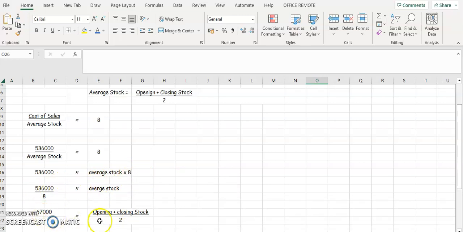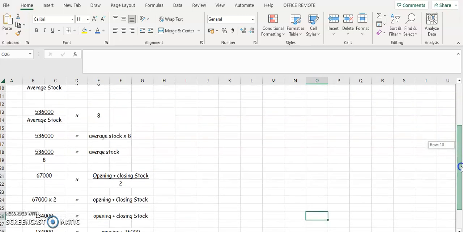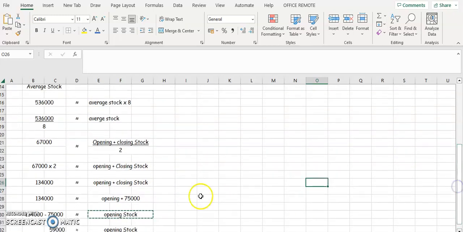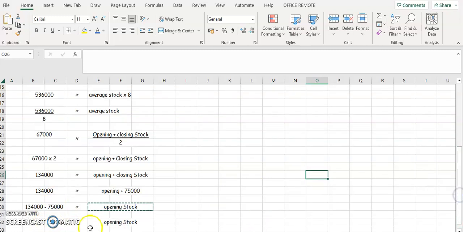So you got 67,000 is equal to your opening plus closing stock divided by 2, because that's your average stock formula. Now we're able to fill in the information from the figures in the question. We cross multiplied by 2: 67,000 multiplied by 2 is equal to opening plus closing stock, so 134,000. We know 75,000 is the closing stock from the question. Then we finish it off by bringing 75,000 back over the equals. If it's plus on one side, when you bring it over the equals, it becomes a minus. So your opening stock is equal to 59,000.